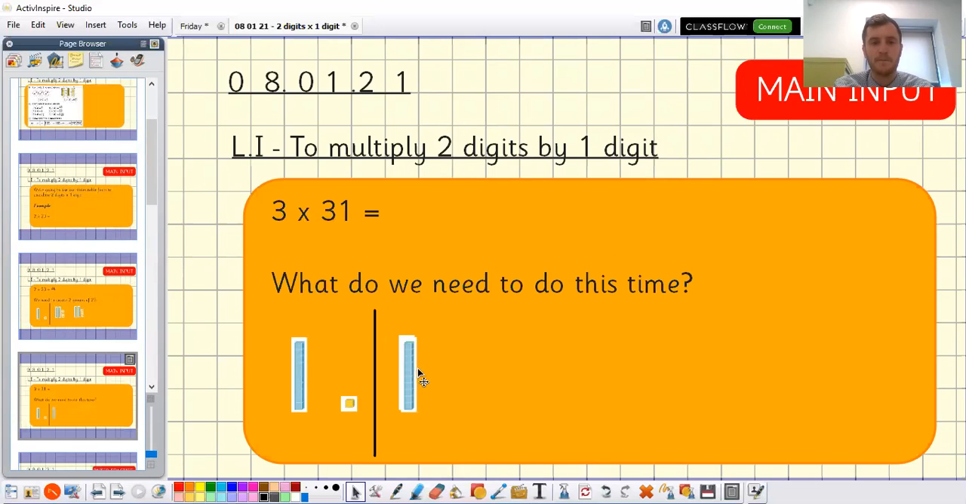10, 20, 30. There's my 3 10s. And I need 1 1. 31. This time I'm going to leave a bit of a gap between the 10s and the 1s so I can group them together, which is going to help me count them.